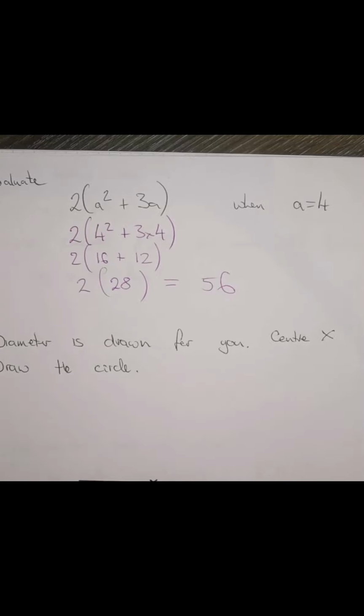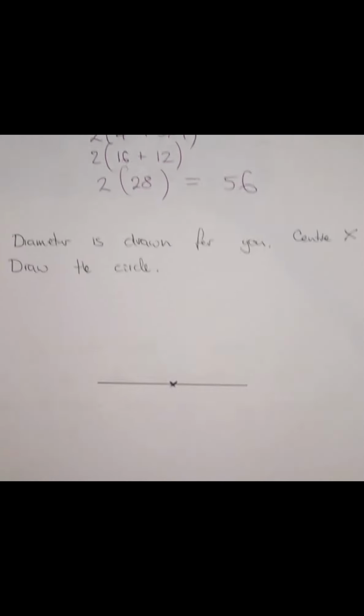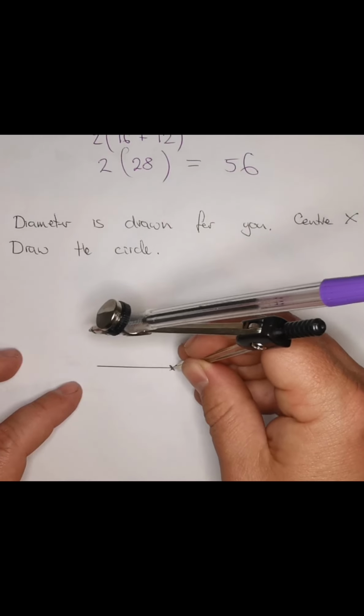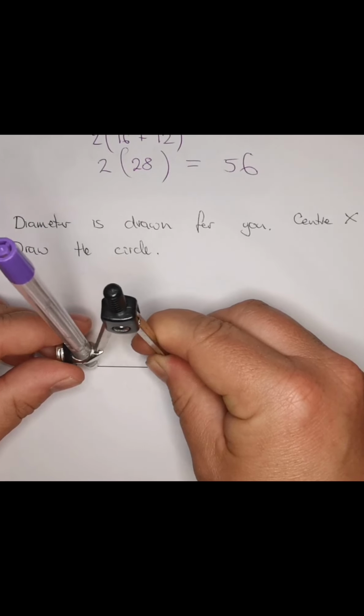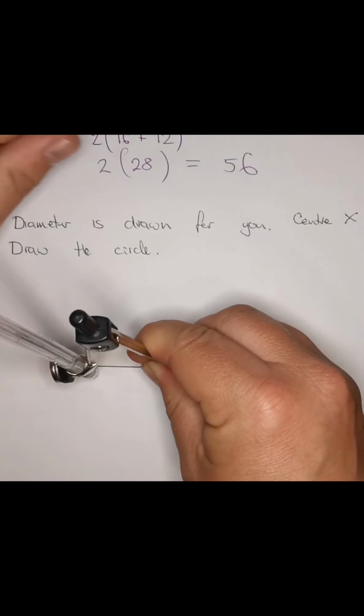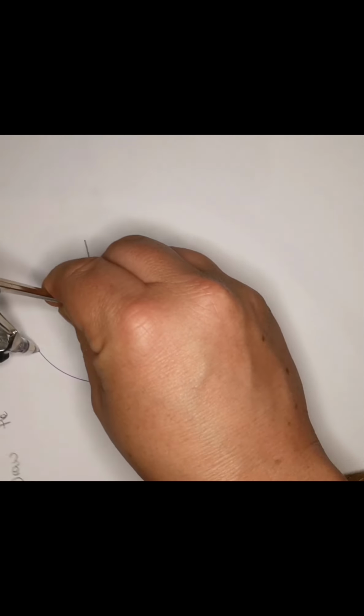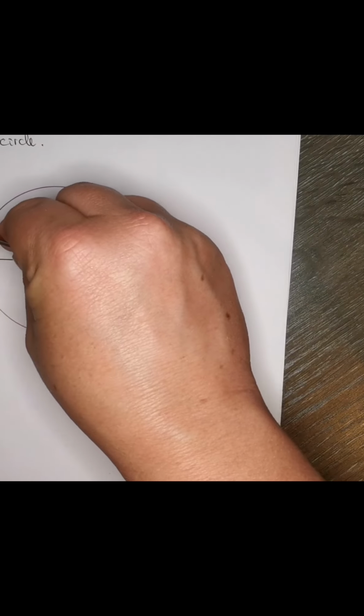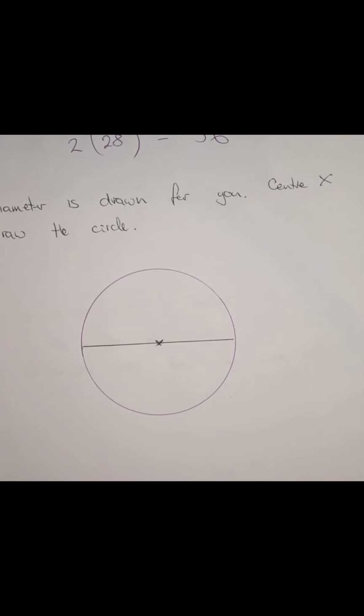Right, the next one said, a diameter is drawn for you with a centre X, draw the circle. Well, a diameter goes from one side all the way through the centre to the other, so put the stabby bit of my compass on the X, draw the circle. I'd always advise spinning your page rather than spinning your compass, far easier. So that is what my circle should have looked like.